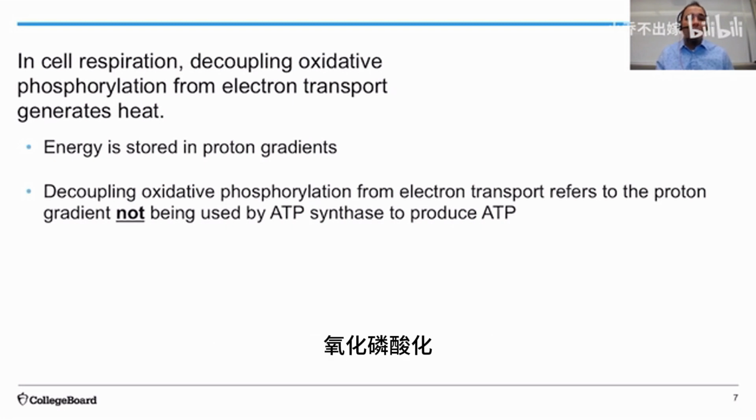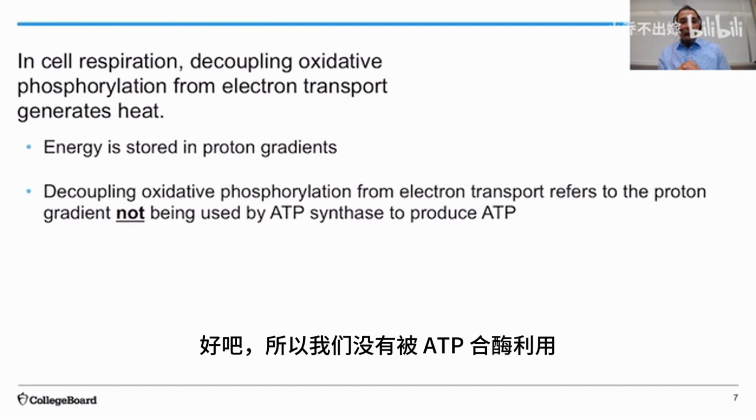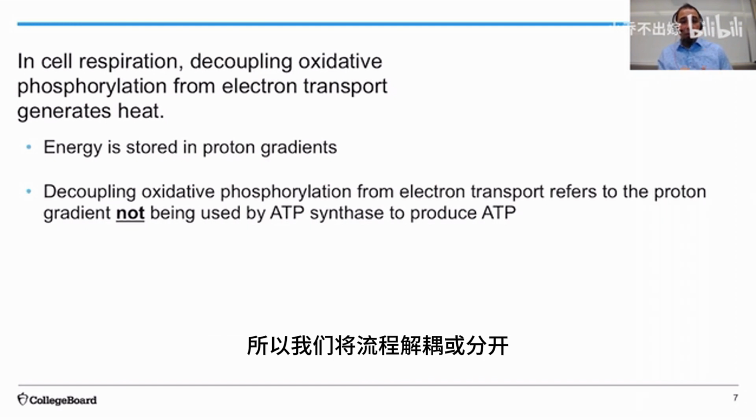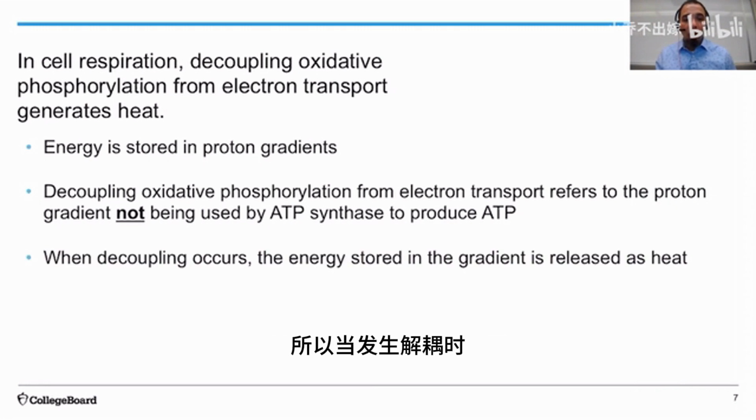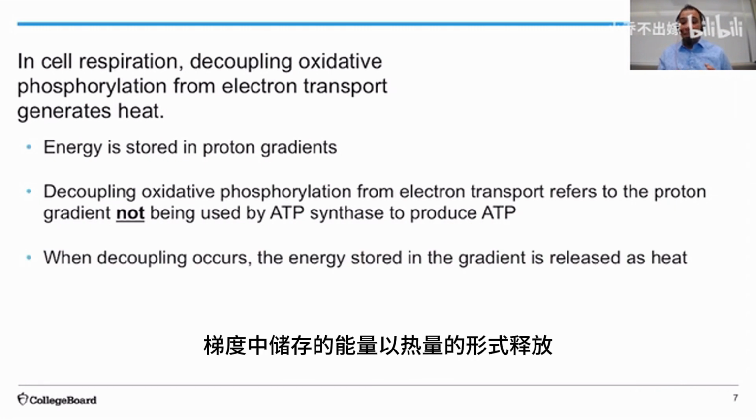In decoupling oxidative phosphorylation, a lot of terms here, again, pause the video. Decoupling or separating oxidative phosphorylation from the electron transport chain refers to the proton gradient not being used by ATP synthase to produce ATP. A lot going on there. So it's not being used by ATP synthase. So we're decoupling or taking the process apart. And so when decoupling occurs, the energy stored in the gradient is released as heat.